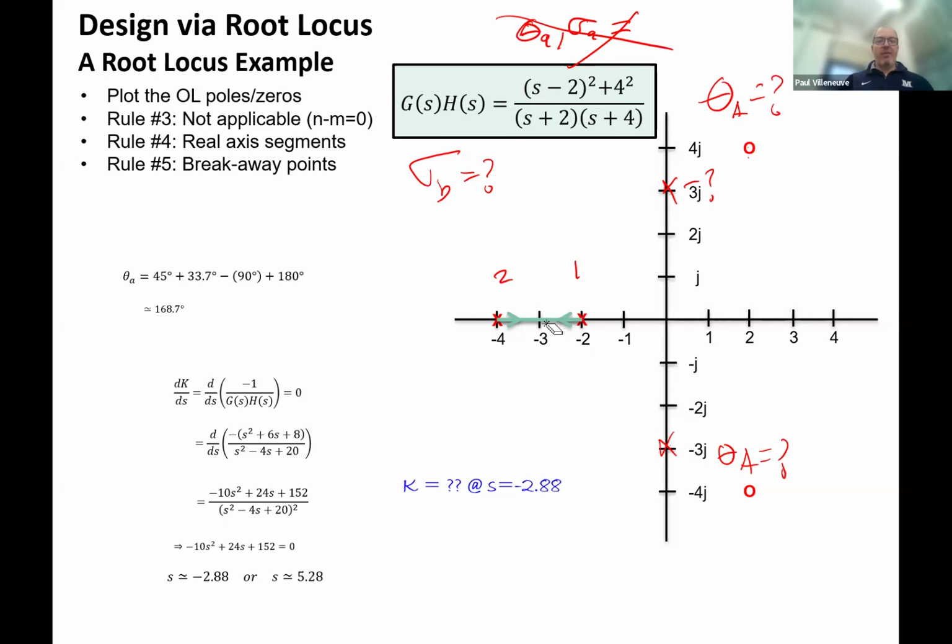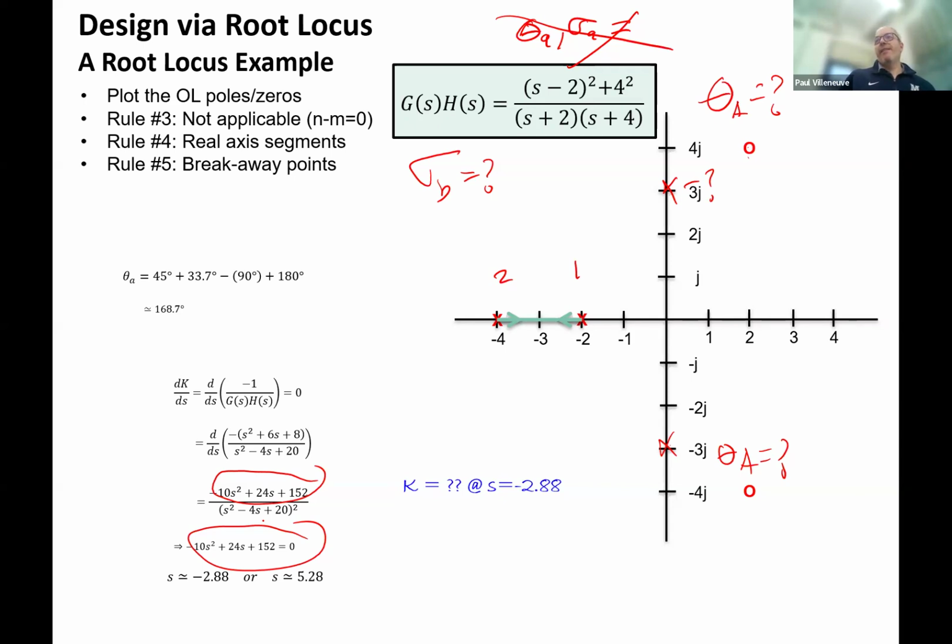Now I calculate my breakaway points. So what is the value of K? Plug in here. I'm going to do my dK with respect to ds, which is just the derivative of −1 over GH. Take the derivative of this and you end up with this here. Remember, I only care about the numerator, so I set that equal to 0. When I set that equal to 0, I have either −2.88 or 5.28. So now we've got to put our thinking caps on. Out of those two, which one do you think is right? The −2.88 or the positive 5.28?